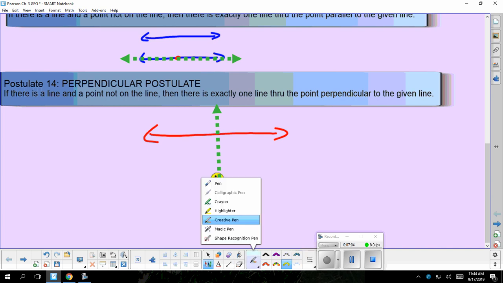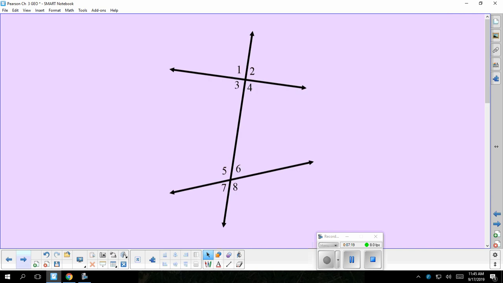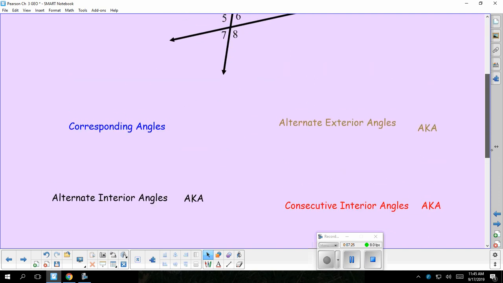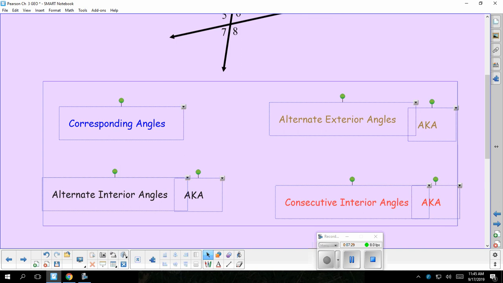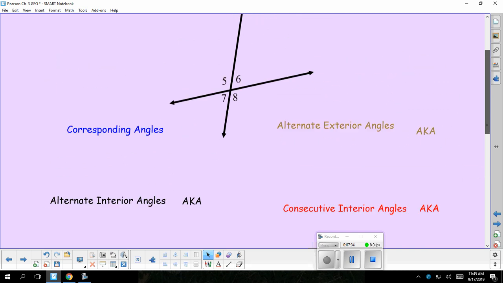So this turns out to be the shortest distance between a point and a line: the segment that's perpendicular to that line, through that point. And the big idea from this particular section is that we want to look at these different angle types. I'm going to move this up a little bit. Let's look at this figure here.